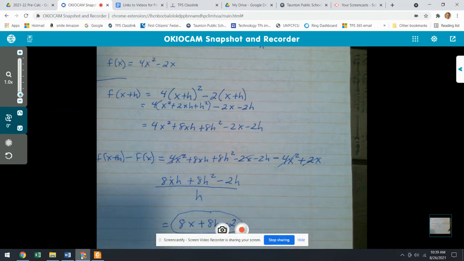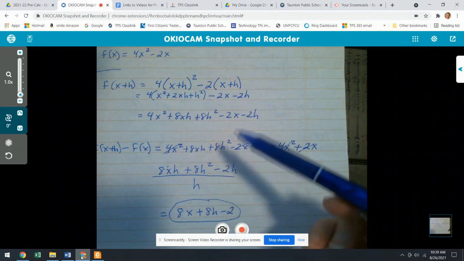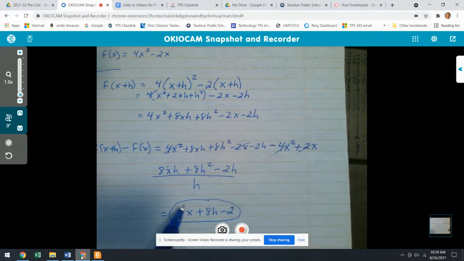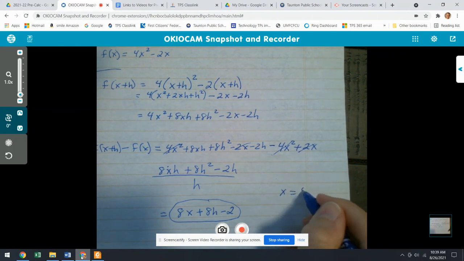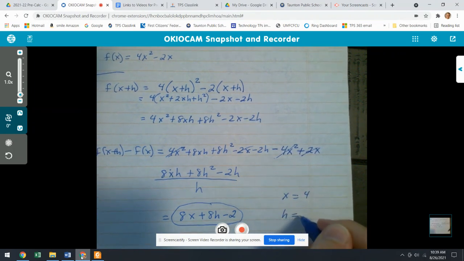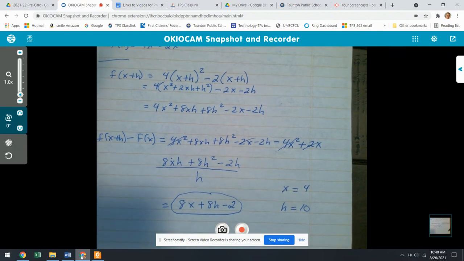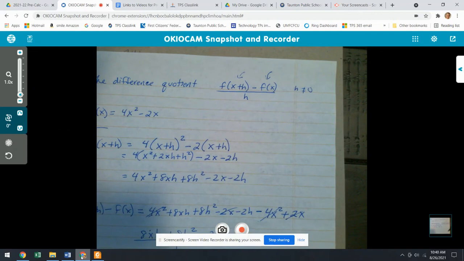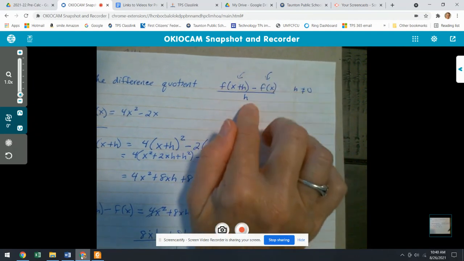And what we did is now any person can walk in the room and say, hey, let's say that the interval you're checking on is x equals 4 and h equals 10. So that could be the interval. You could plug that in and come up with the average rate of change on that. So the difference quotient is this, I don't know if you want to call it a formula. It's an expression, honestly, that you'll get used to.